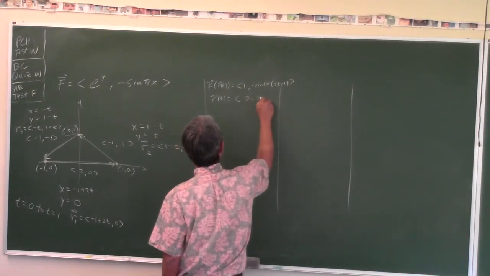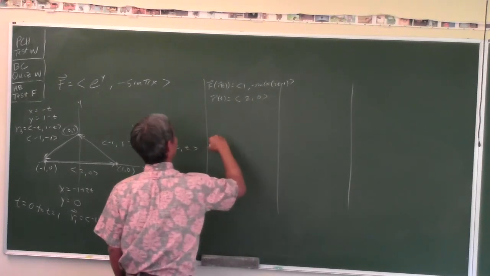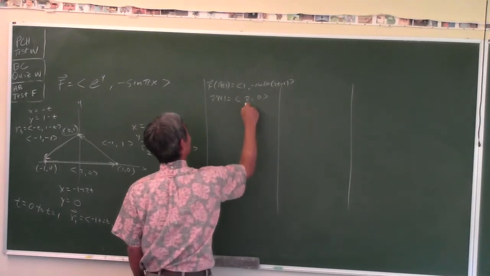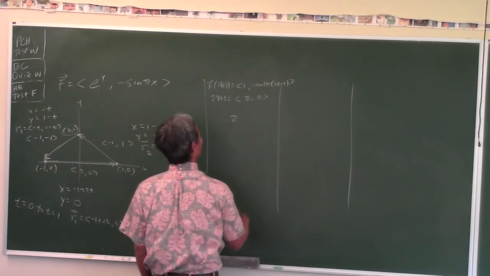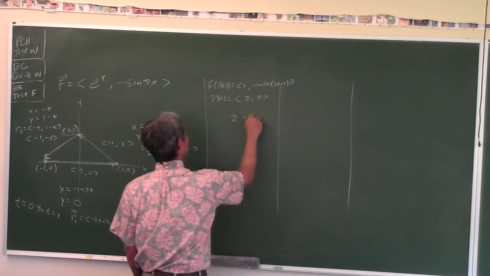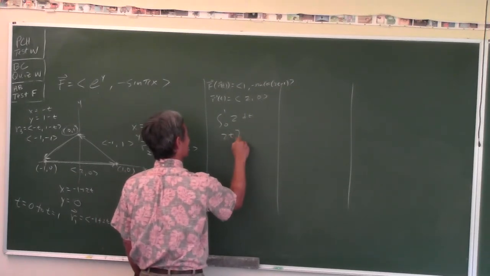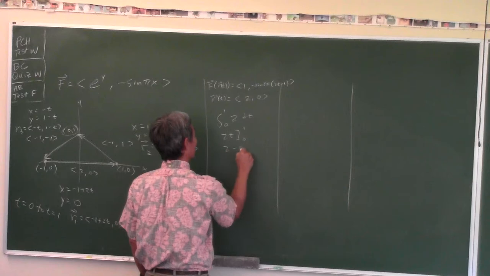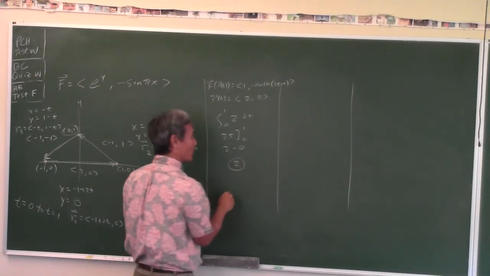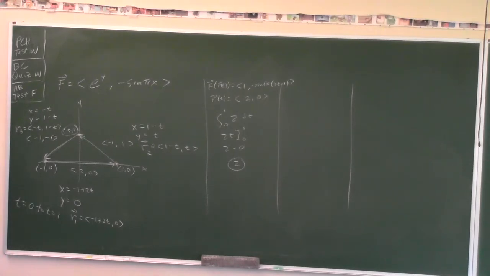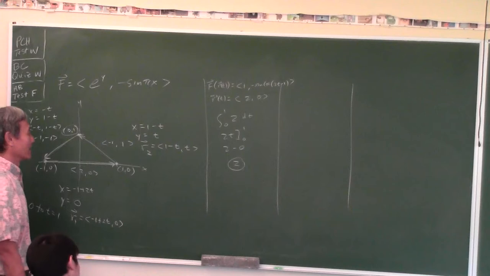Okay, dot it. What's the dot product of these two? 1 times 2 plus 0 times t. Integrate dt from 0 to 1, so 2t from 0 to 1 is 2 minus 0, which is 2. Okay, that's the work done on this first leg over there. I thought it was going to be something interesting, but it's really not.